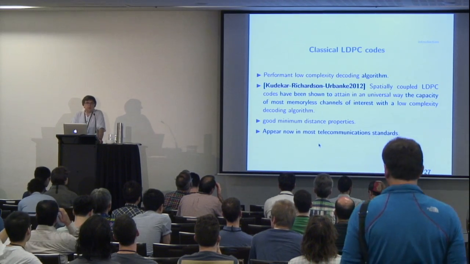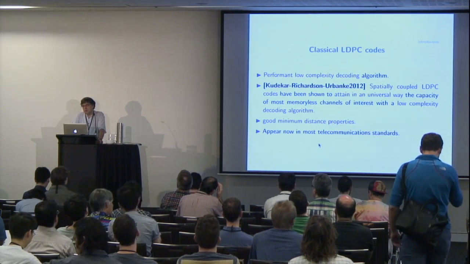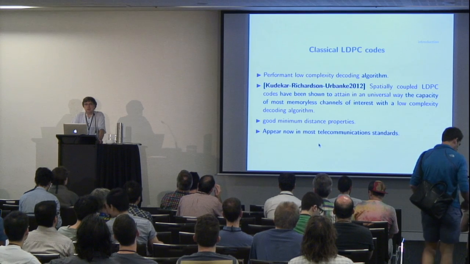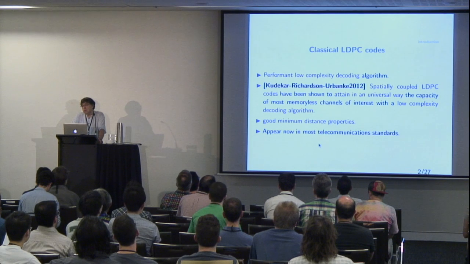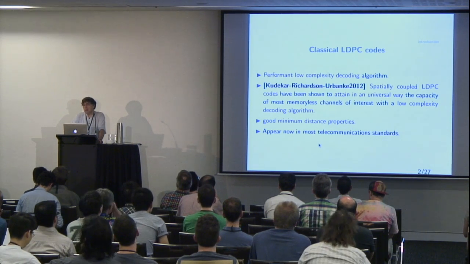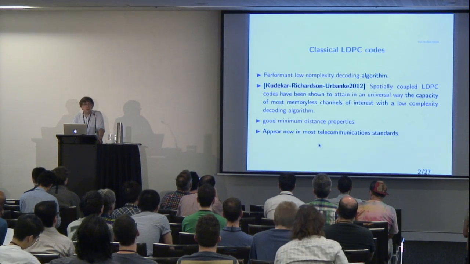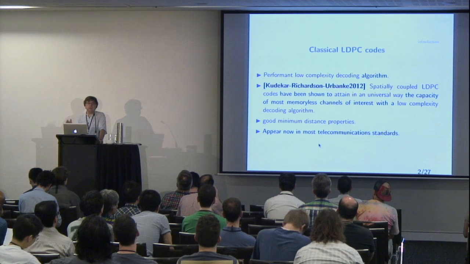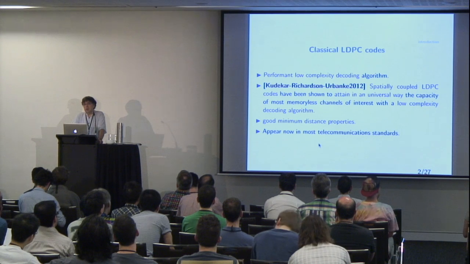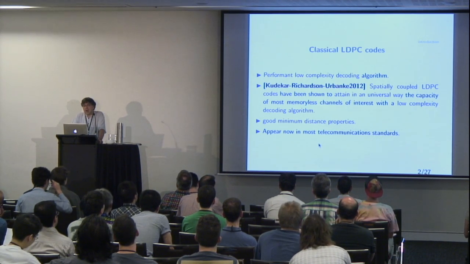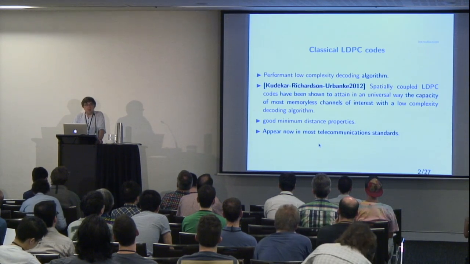Someone coming from the classical coding community might be very surprised by the fact that people in quantum have problems to do this, just because they have exactly this in the classical setting. They have classical LDPC codes which have very, very good minimum distance properties, much better than basically what we need in Gottesman's theorem, and they have a low complexity decoding algorithm, which is almost linear in the length of the code.